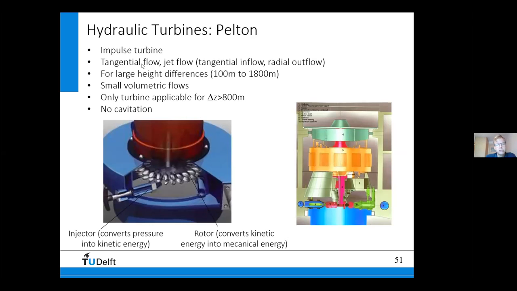So like I said, the Pelton turbine is an impulse turbine, so you get a tangential flow in this direction. Normally you need a high head difference and a small volumetric flow. Because of the high head, you don't have cavitation, since you don't get any pressure conversion in the rotor anymore. It's only impulse conversion in the rotor.